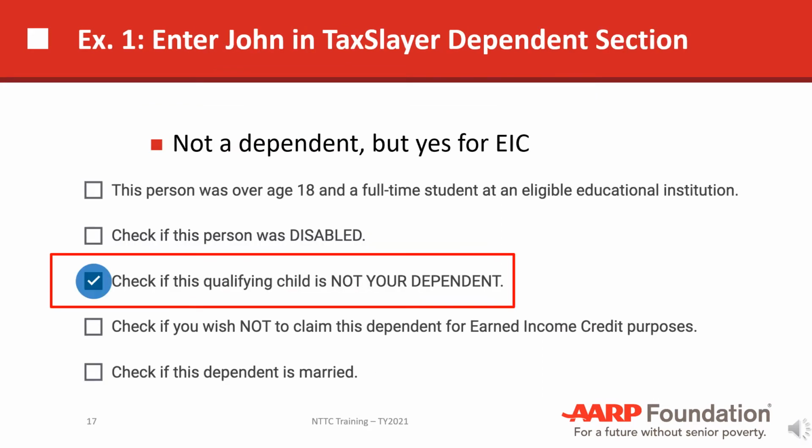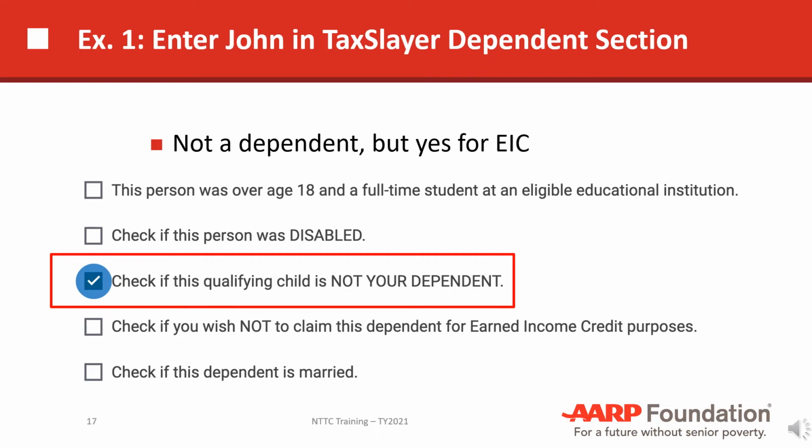Now that we've used the resource tool to determine what John's relationship is with his mother for tax purposes, and now that we know that she can claim earned income credit using John, it's obvious that John needs to be on the tax return, but he's not technically a dependent of hers. So we need to go to the dependency section where John should be listed on the tax return.